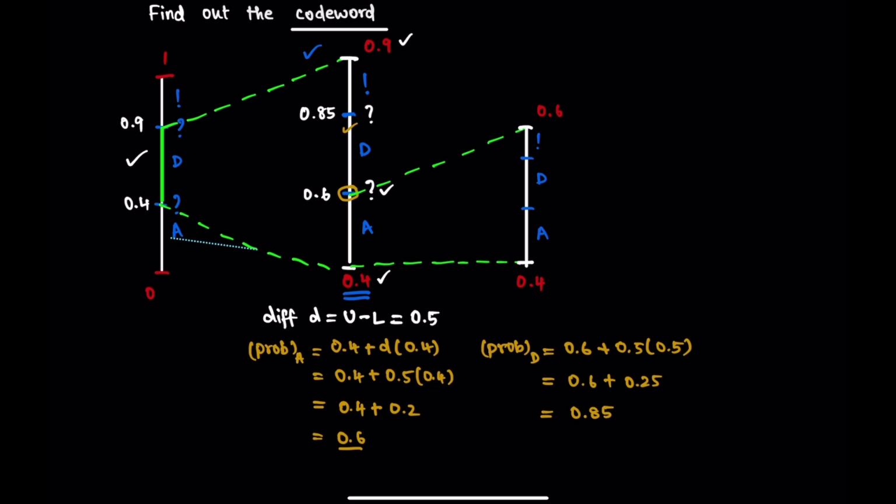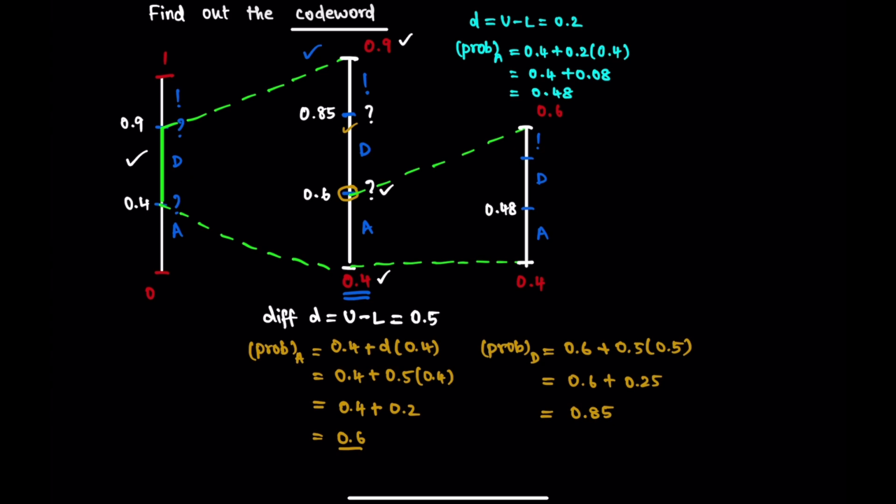Now again we want to find out the middle values. So we know that the difference we have to calculate first, which is U minus L, is nothing but 0.6 minus 0.4, which is equal to 0.2. Okay, now we will calculate the probability at A, which is equal to the lower limit, 0.4, plus 0.2 into the probability associated with A first, which is 0.4. If we add this, we get 0.4 plus 0.2 into 0.4, which is 0.08. So 0.4 plus 0.08 is equal to 0.48. So the value here is 0.48.